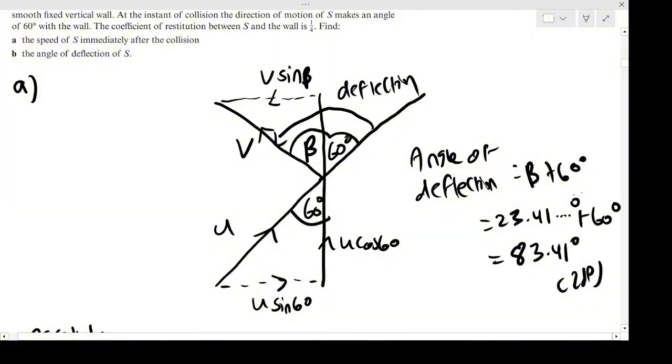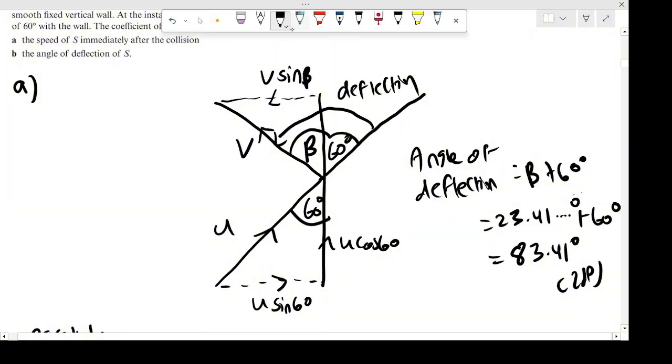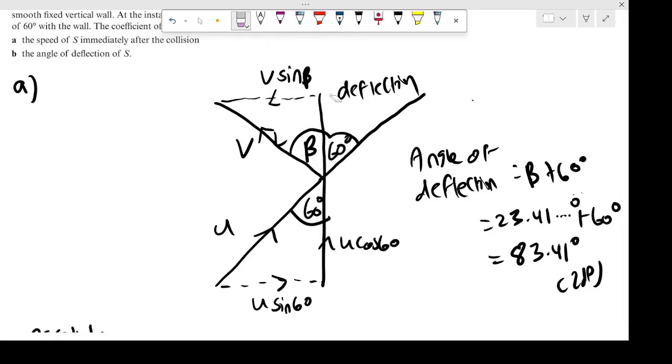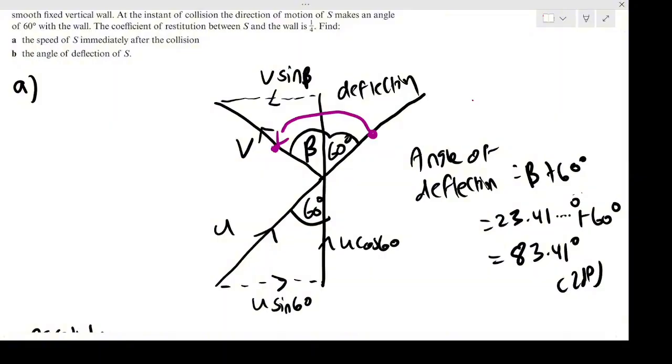So hopefully happy with that, right? So if I just do it in a different color just to really illustrate that, that's my angle deflection there, right? It starts here and ends here. So that's my angle deflection. So it goes 60 degrees and then beta degrees as well. Okay, and so there we are.